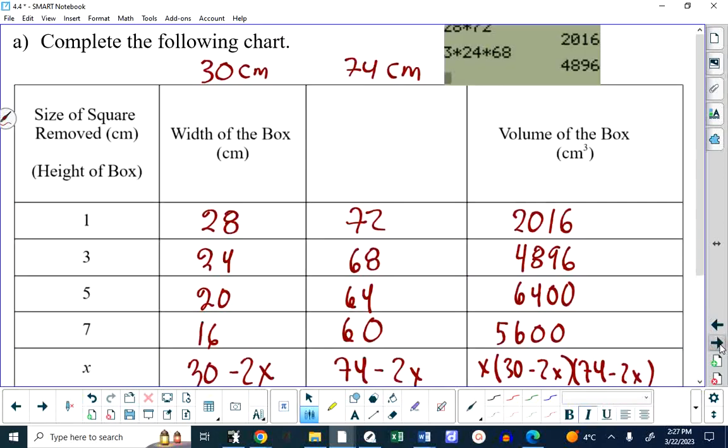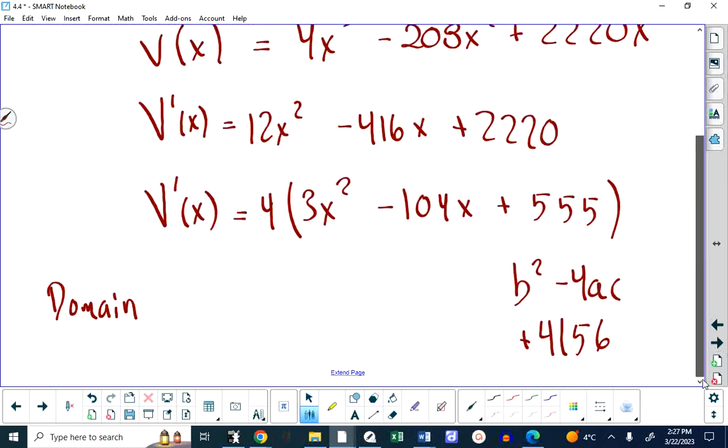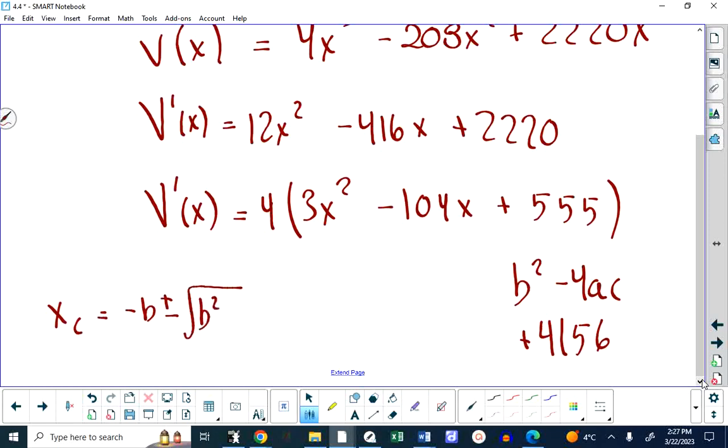And that makes our life easier because when we find the critical values of x here using the quadratic formula, we can exclude any of the critical values.